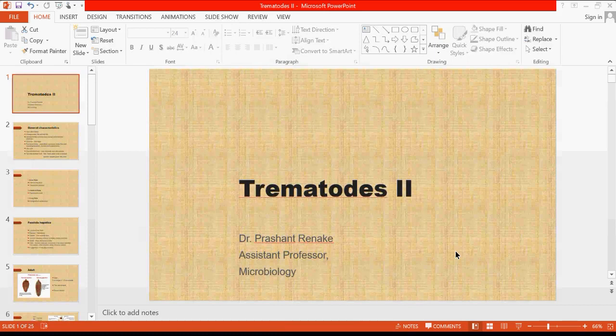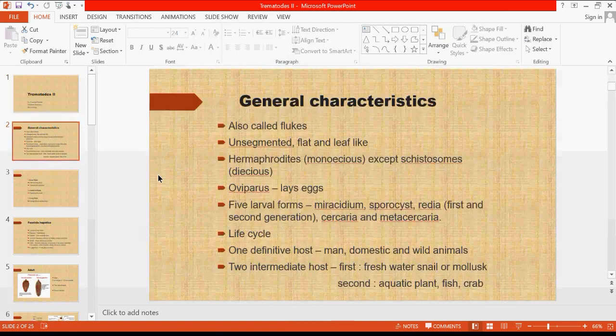Okay. So in schistosomes, as you can see, the schistosome is one of the trematodes, and the remaining trematodes we are going to see today. In that trematodes, first we look at the general characteristics of these trematodes.